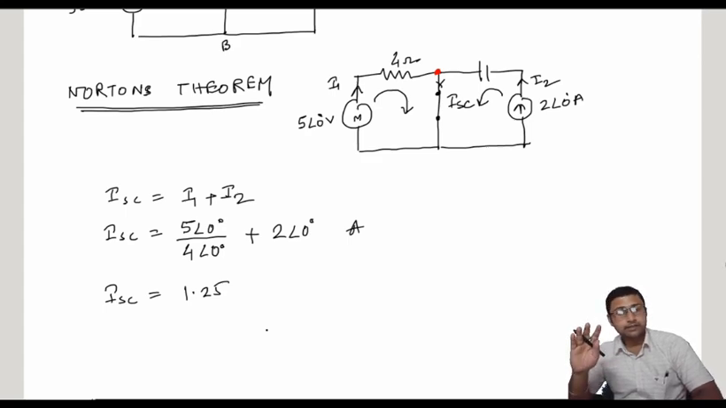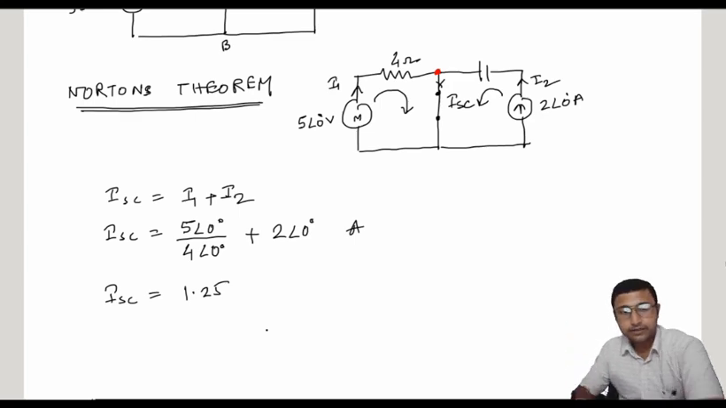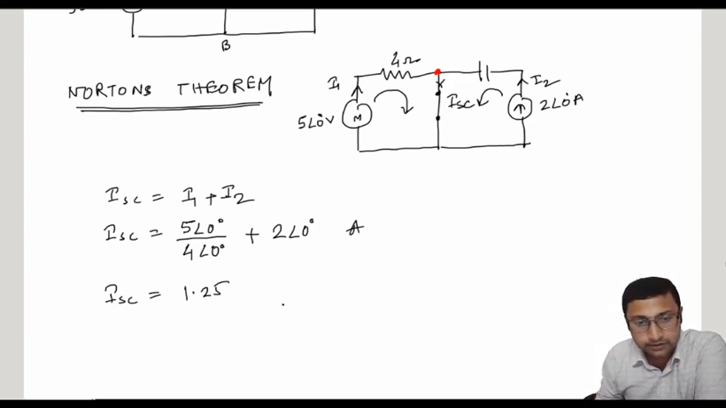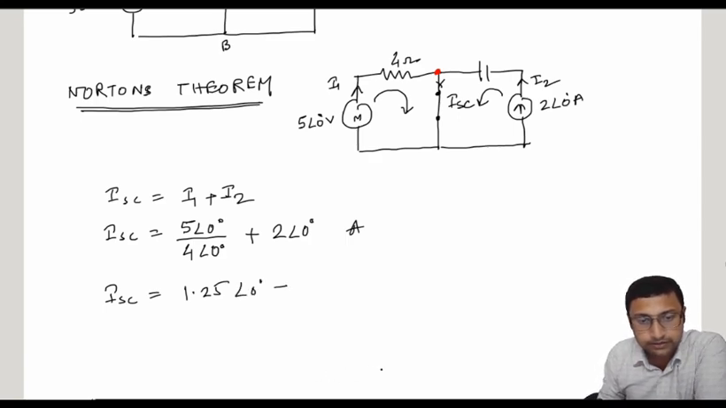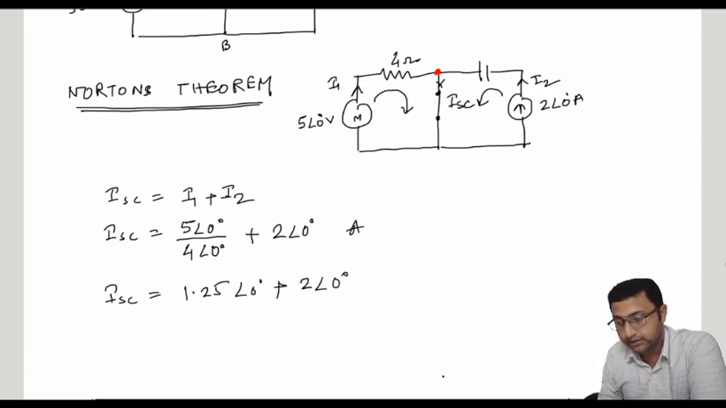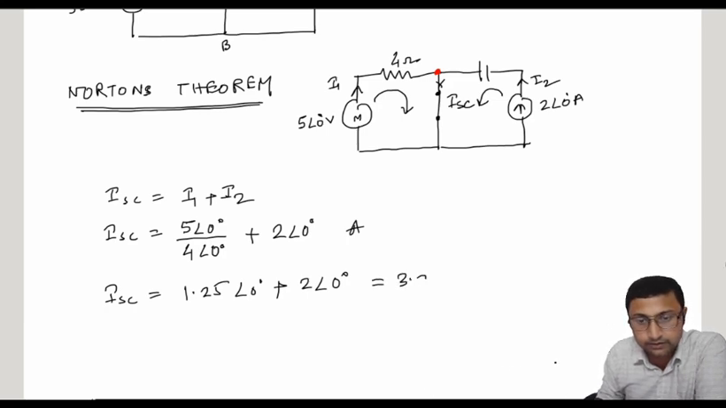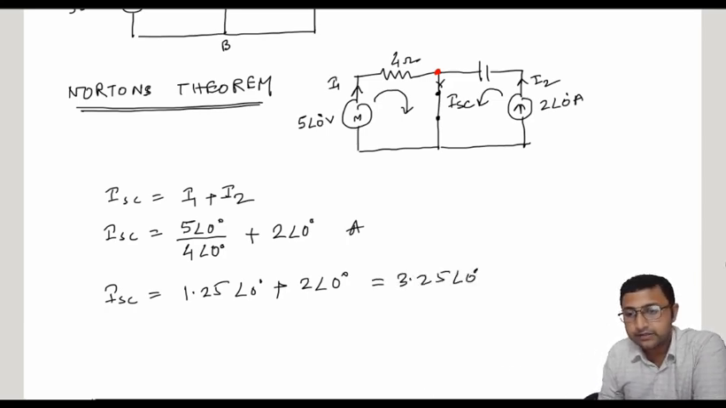In case of multiplication, the rule is real part times real part, and the angles are additive in nature. But in case of division, the two real parts are divided and the angles are subtracted. Then 5 by 4, and here the two angles are 0 degree, so 0 minus 0 is again 0, which is irrelevant here. So that means 1.25 at an angle 0 degree plus 2 at an angle 0 degree. So the total current is 3.25 at an angle 0 degree, right?